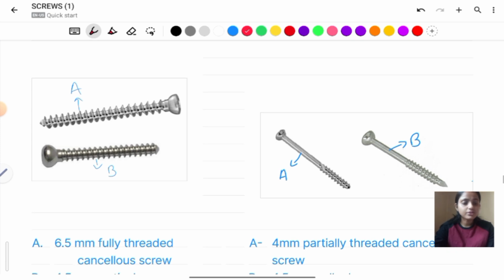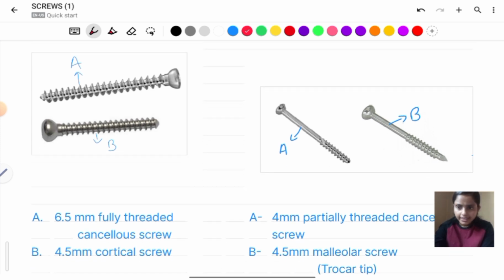Let's identify some screws. As we can see, this is the large size. So this is fully threaded. These both are fully threaded, and this is the large size. So 6.5 mm fully threaded, and this is the cancellous screw, and this is the cortical screw. Cortical screw has a big head.